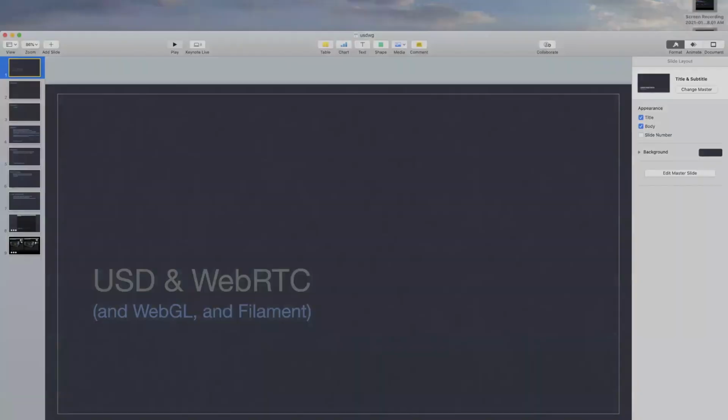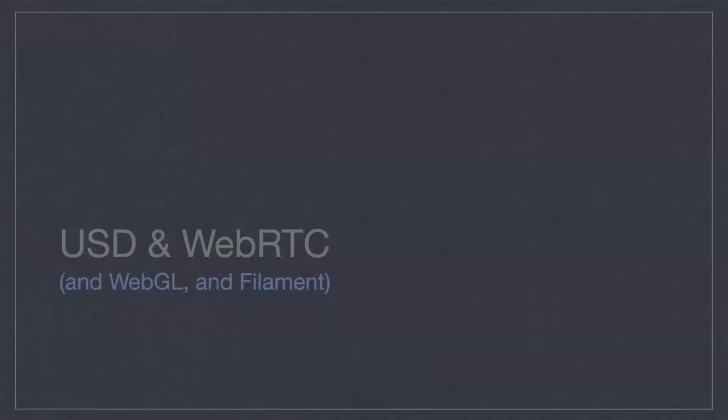Okay, yeah. So it's USD. Everyone knows what it is. It's also using WebRTC, WebGL, and Filament. I guess WebRTC is probably the odd man out, and not many people may know what it is. Essentially, it's very complicated. It's one of the largest repos I think that GitHub tracks.